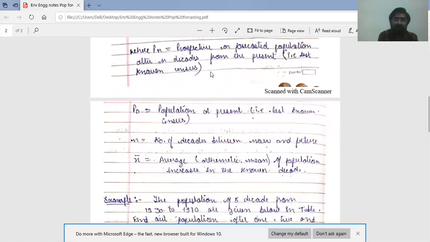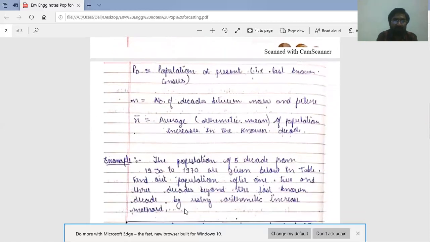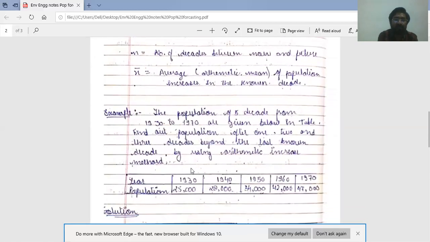We can understand this method with the help of this example. Take an example. The population of 5 decades from 1930 to 1970 is given below in the table. Find out the population after 1 decade, 2 decades, and 3 decades beyond the last known decade by using the arithmetic increase method. This is the given data, year and population.